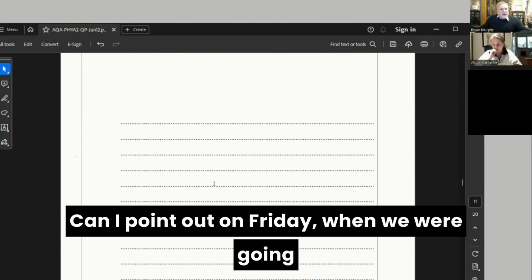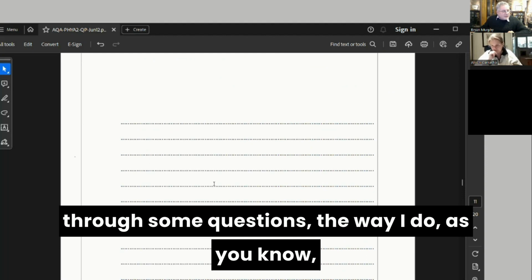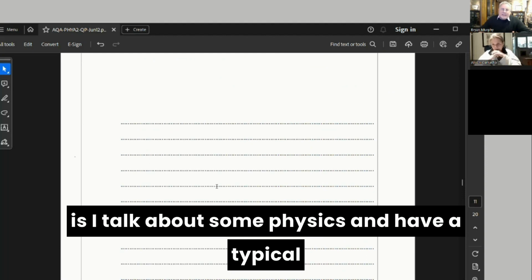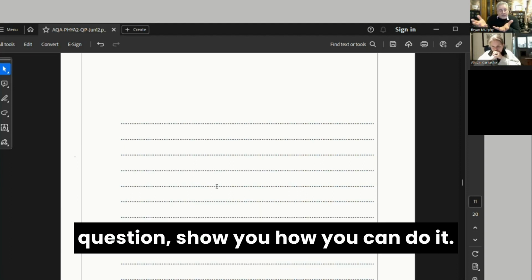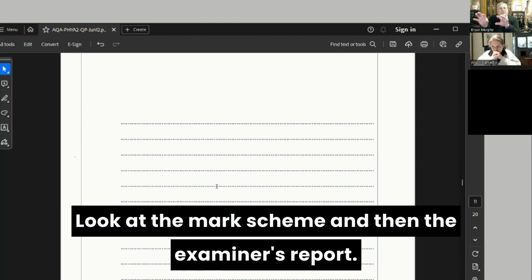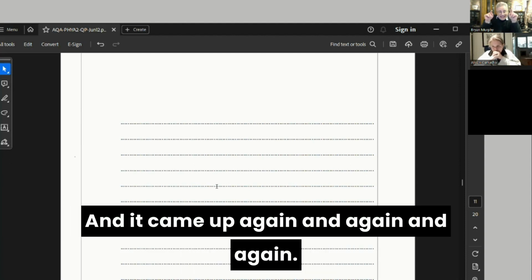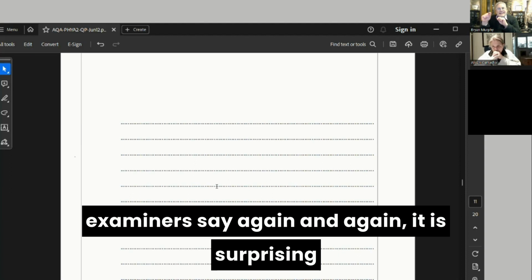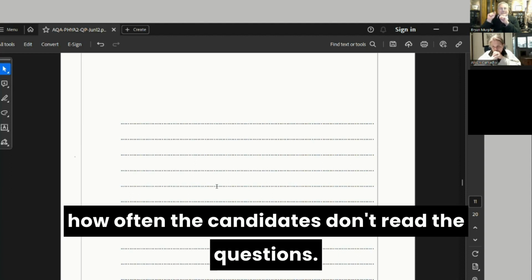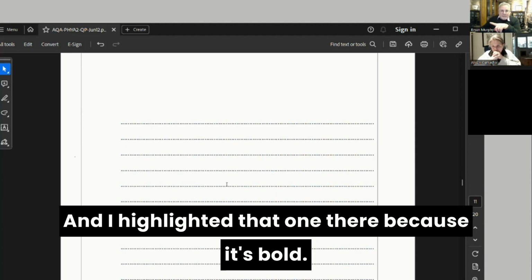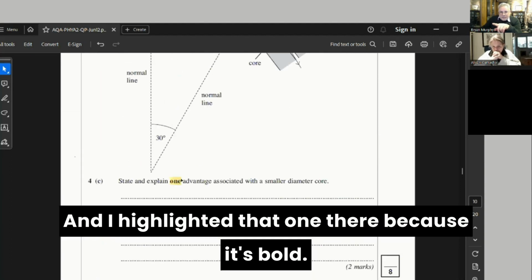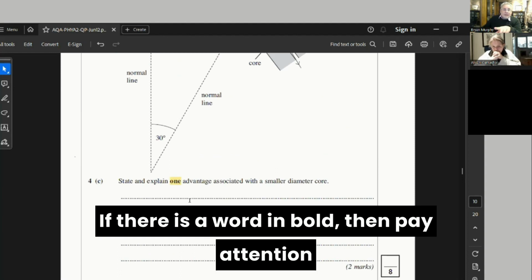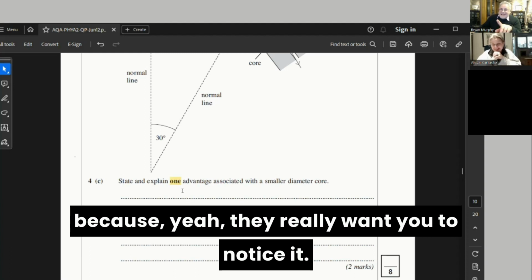Can I point out that on Friday, when we were going through some questions, the way I do it is I talk about some physics and a typical question, show you how you can do it, look at the mark scheme, and then the examiner's report. And it came up again and again. I can't remember the specific questions, but the examiners say again and again, it is surprising how often the candidates don't read the questions. And I highlighted that one there because it's bold. If there is a word in bold, then pay attention, because they really want you to notice it. It's not even a hint.